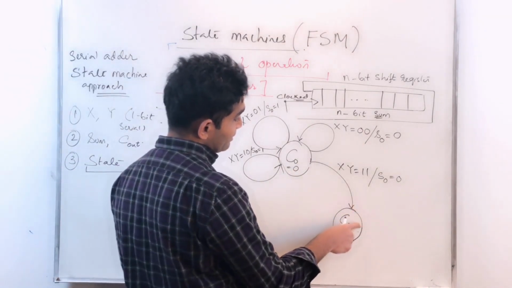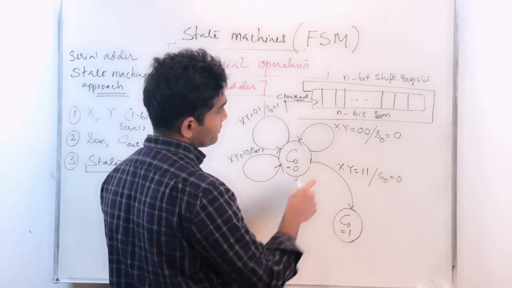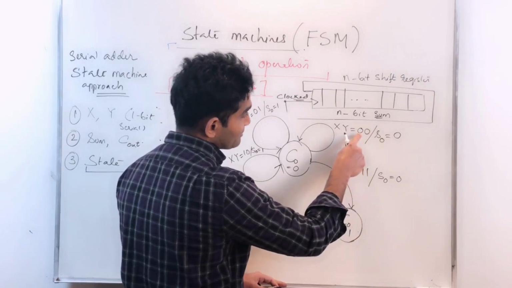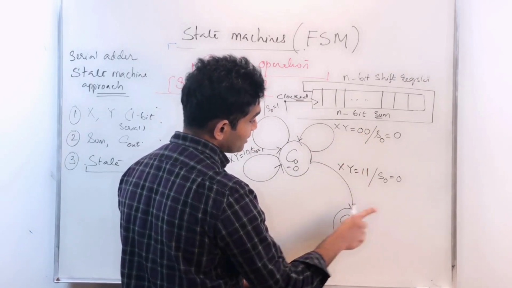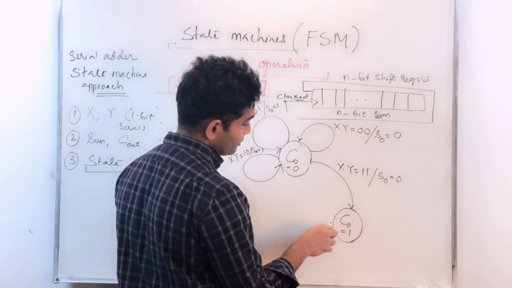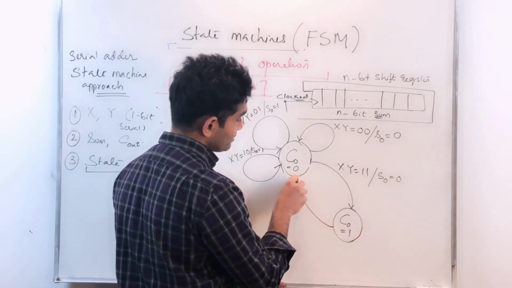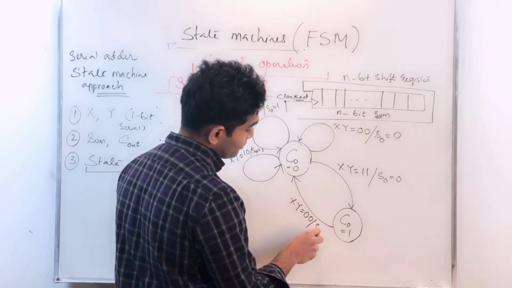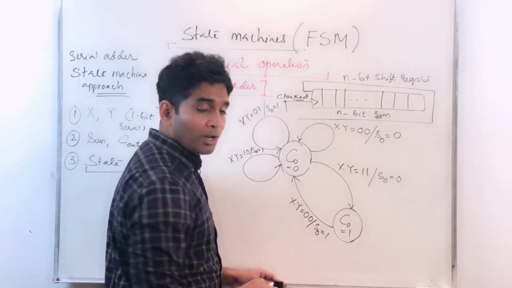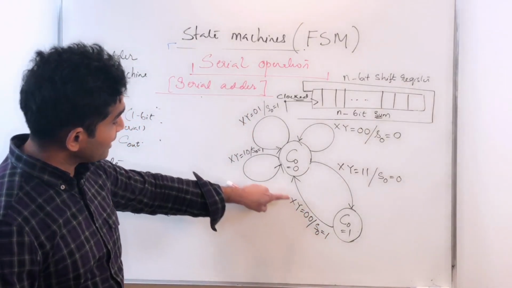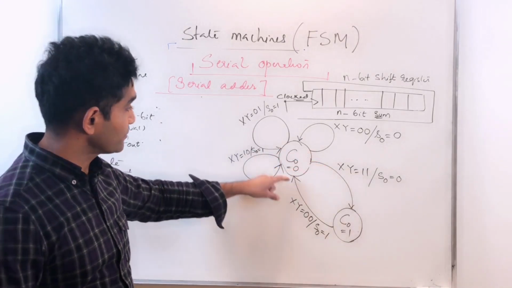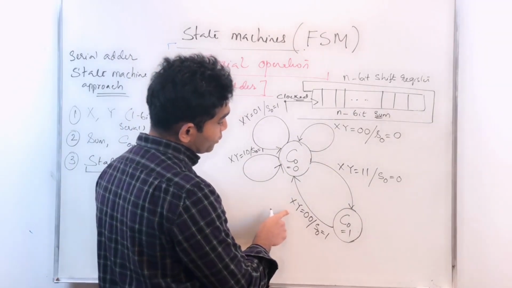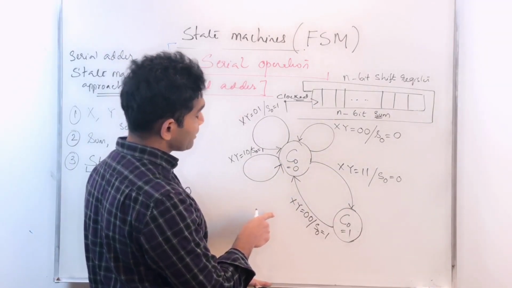Now, when I'm in C0 equal to 1 state, with xy equal to 0, 0, what is my sum? I'm adding 0, 0 to 1, so then my sum is 1, my carry out is 0, right? So I move to the next state. With xy equal to 0, 0, the sum produced is 1, but I do not produce a carry out. So that's why I transition to the state where I did not produce a carry out, which is C0 equal to 0 state.